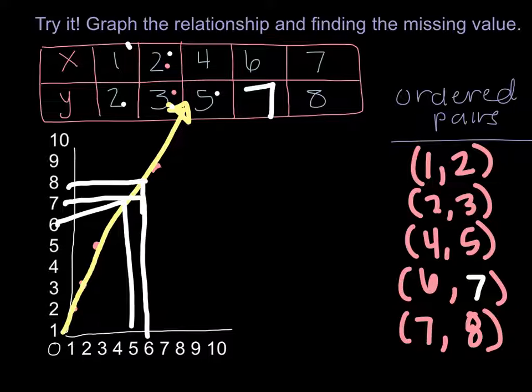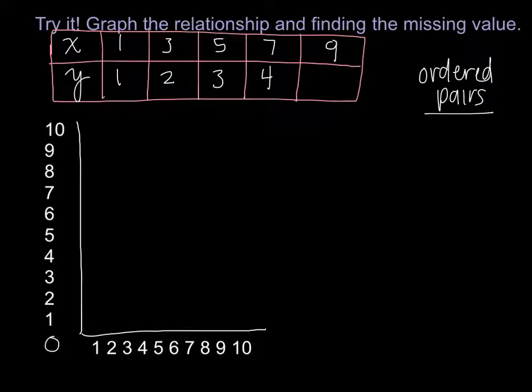Okay? So you can do it either way. If you can't figure it from the graph, you can just figure out the pattern in the table. All right, try it by yourself. Remember, if you need help, please pause me, raise your hand, and come ask. Graph the relationship and find the missing value.